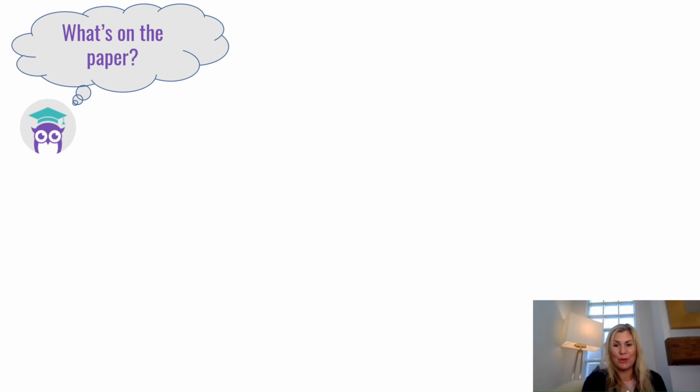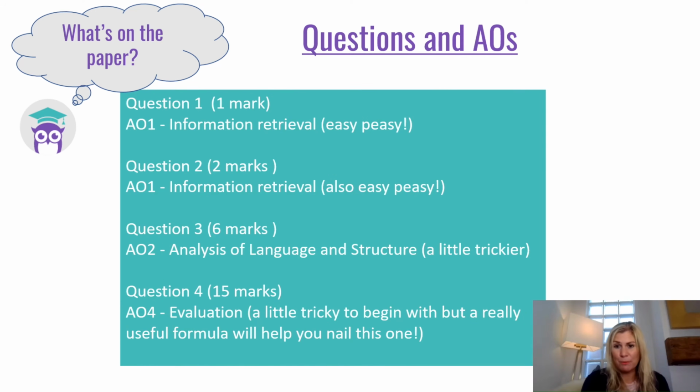Let's have a look at what's on the paper. As I mentioned before, this paper has 4 questions for you to answer that get progressively harder as the paper progresses. The first 2 questions are assessing assessment objective 1, which is information retrieval, so definitely the easiest part of the paper. They'll ask you questions prompting you to look in certain areas of the extract, and you'll simply need to find the information, a phrase or a quote, and I'll show you the examples in just a moment.